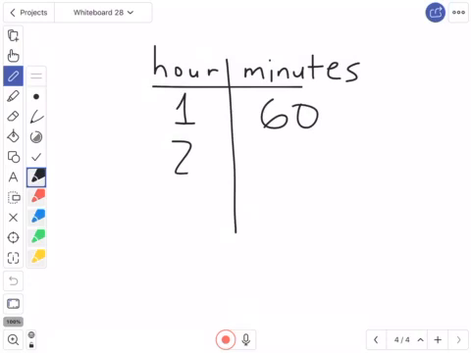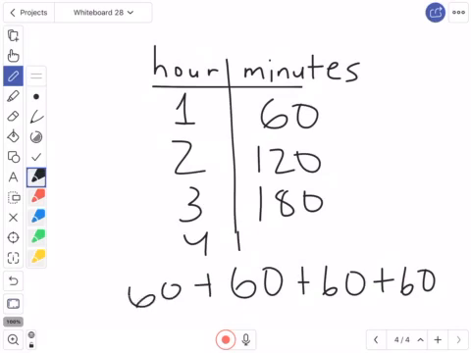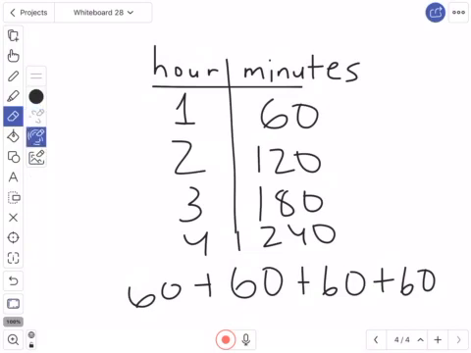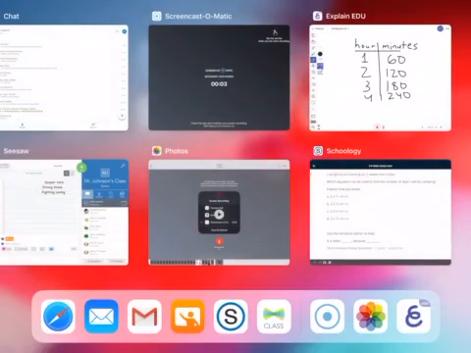If I have 2 hours, really it's just 60 plus 60 because I need 2 of them, so it's 120. If it's 3, it's 60 plus 60 plus 60 again, which would be 180. And for 4 hours, I would just add on another 60, so that would be 240. So you can think about any table like that to show that kind of thinking and try to do that kind of problem solving.